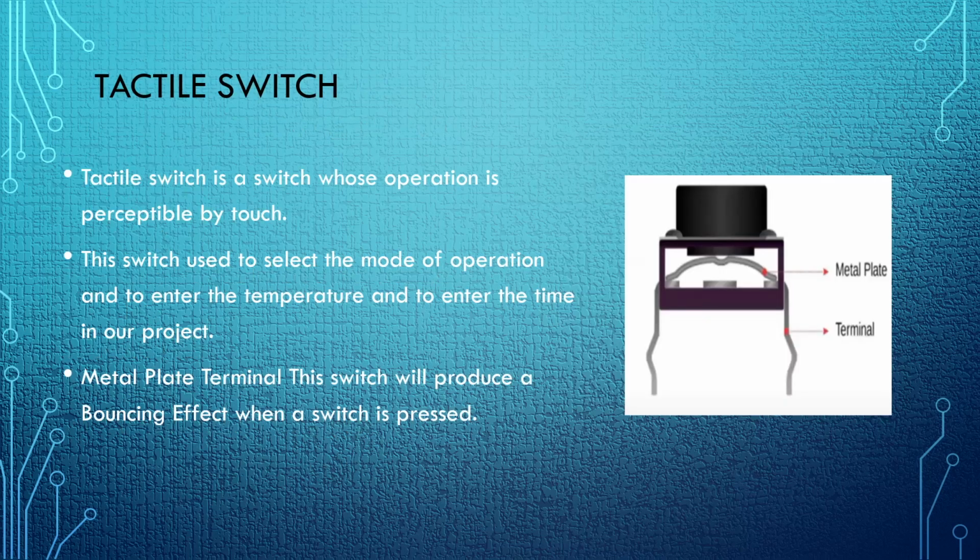Next, tactile switch. A tactile switch is a switch whose operation is perceptible by touch. This switch is used to select the mode of operation and to enter the temperature and to enter the time in our project. Next, metal plate terminal. This switch produces a bouncing effect when a switch is pressed.